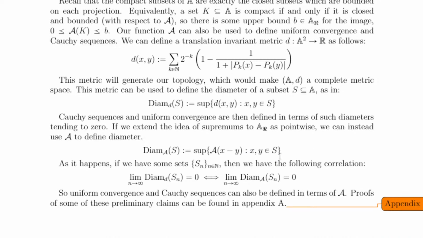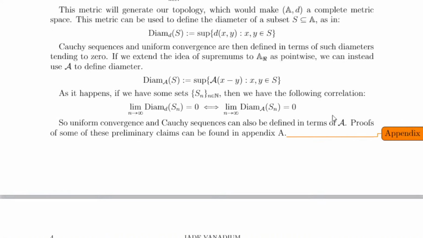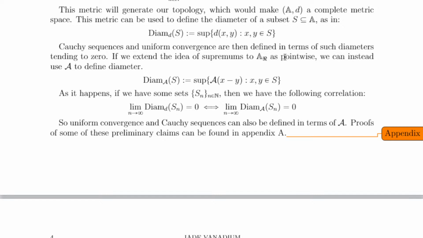otherwise it's infinite or undefined. But in any case, we can extend the idea of supremums to our real space like that, and then we can define diameters in the same way. Up here we define diameters in terms of the distance metric. So the diameter of a set with respect to the metric is the supremum of the distances of all pairs of points in the set. Over here it's really similar. The diameter in terms of this a function is the supremum of the absolute differences, a of x minus y, over all the points x and y in S.